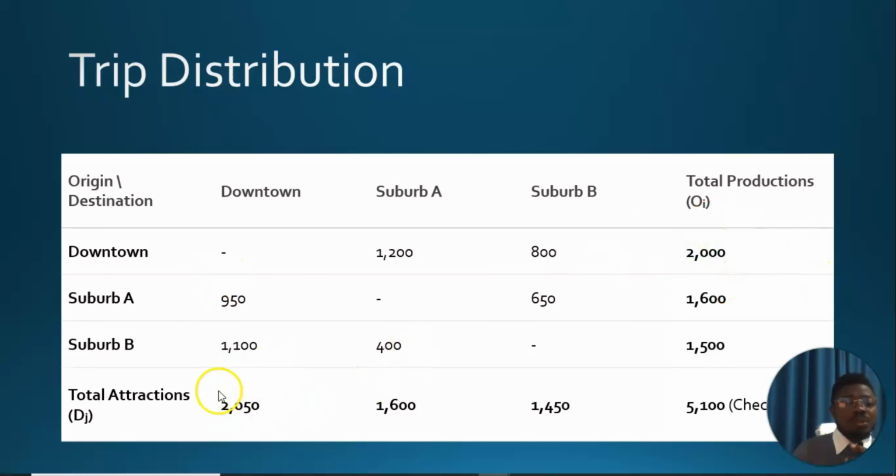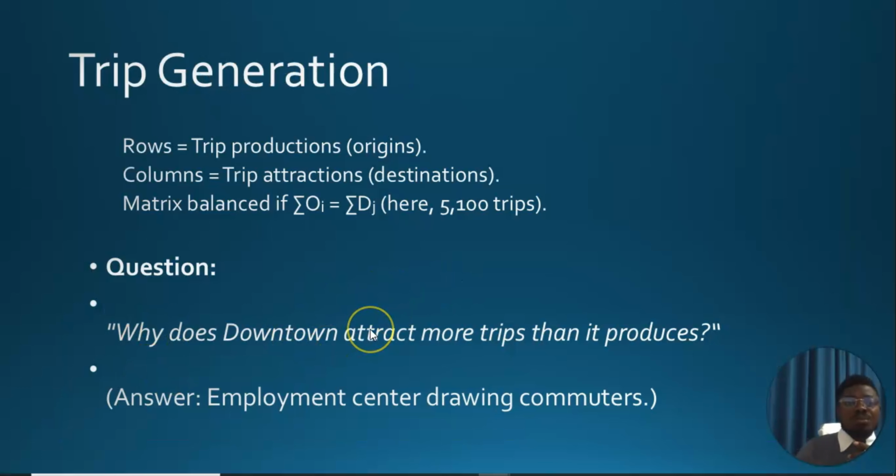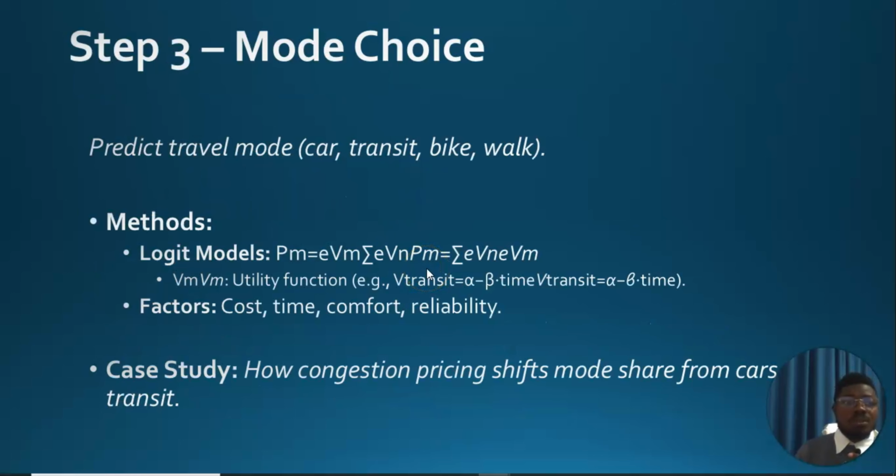So it's attracting more than what it actually produces, and that might be as a result of maybe an employment center in that particular region, which makes it quite possible for it to attract more. That is, people tend to go there for work, maybe for recreational activities. It can be anything, but from here we can just say it might be as a result of the employment center drawing commuters to downtown. That is why it tends to have more attraction than it produces.